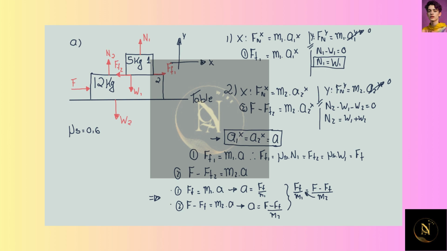Send this term to the other side to get M2 divided by M1 times FF is equal to F minus FF. Now send this term to the other side to get that the force F is equal to M2 divided by M1 times FF plus FF. Finally, factor the frictional force to get frictional force times M2 divided by M1 plus 1 is equal to F. So this is the expression for the force F. Now let me clear the board to calculate what is its maximum value.